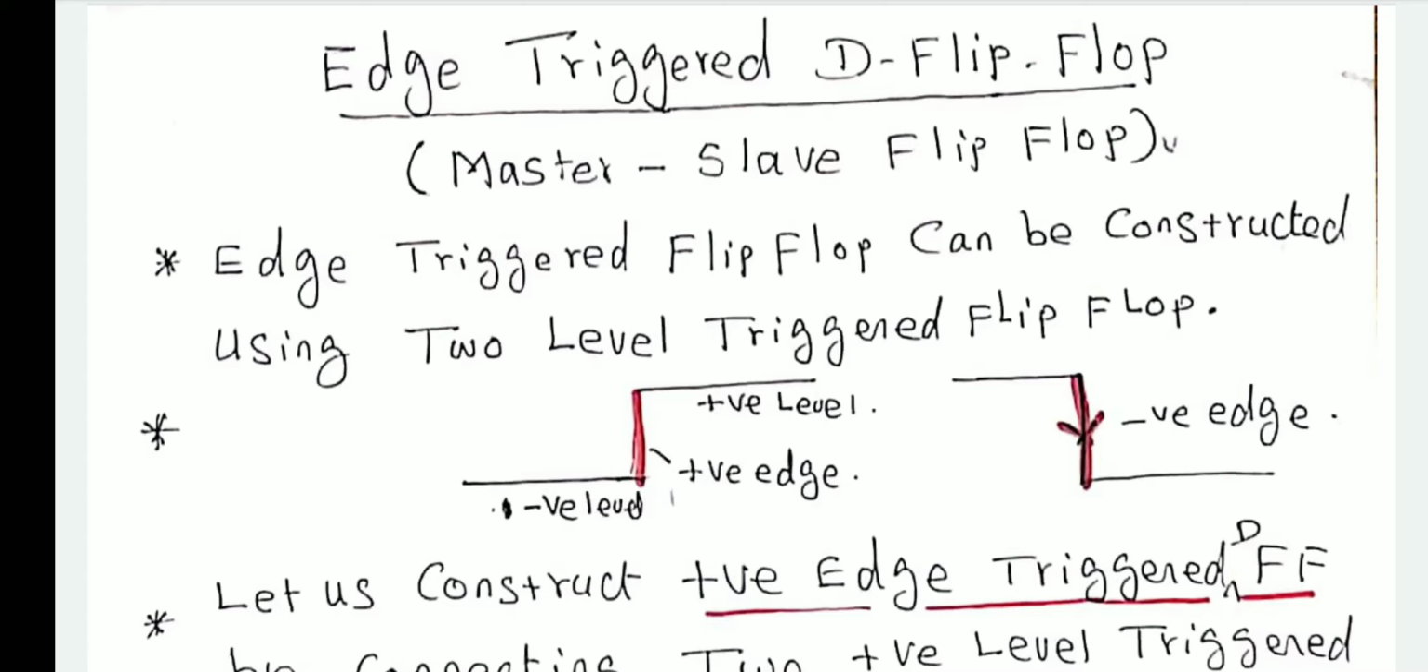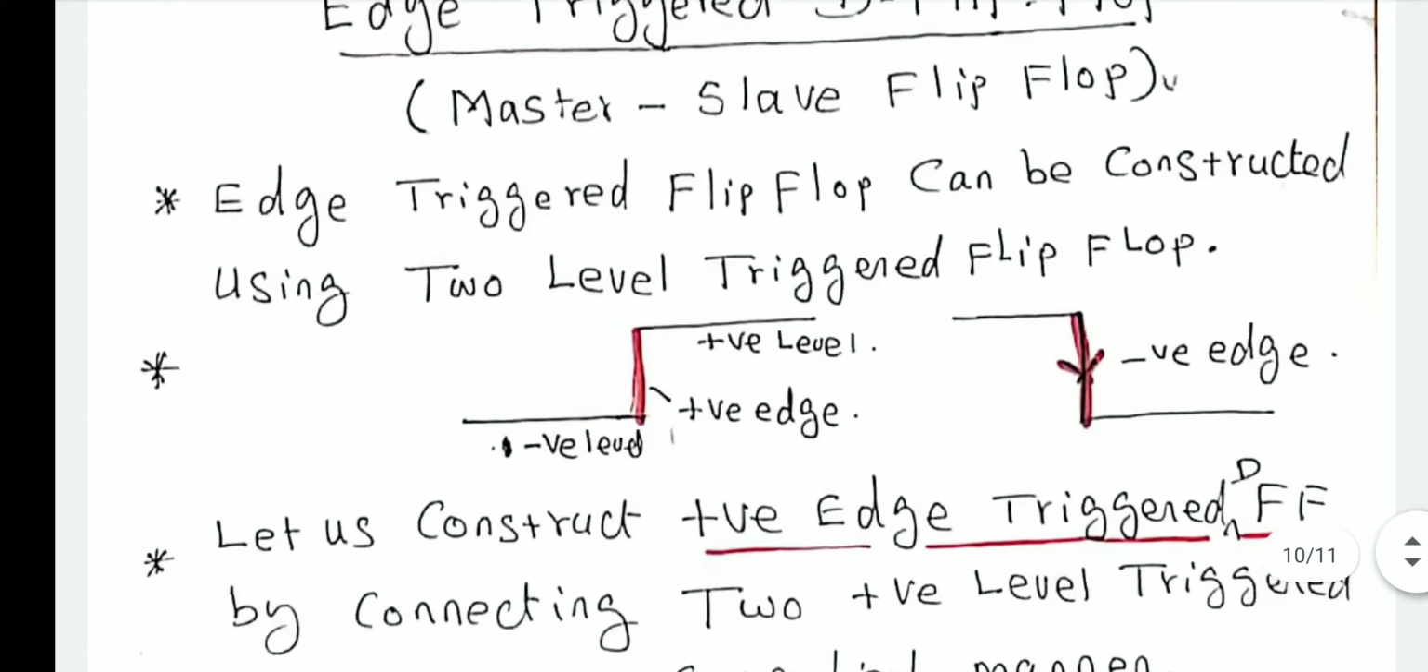But we need a circuit. We don't want the circuit whose output changes when the level is high. Rather, we need a circuit whose output Q should change only at one instant of time. That is, when the level changes from negative to positive or from positive to negative. So that is called edge triggered circuit or edge triggered D flip-flop.